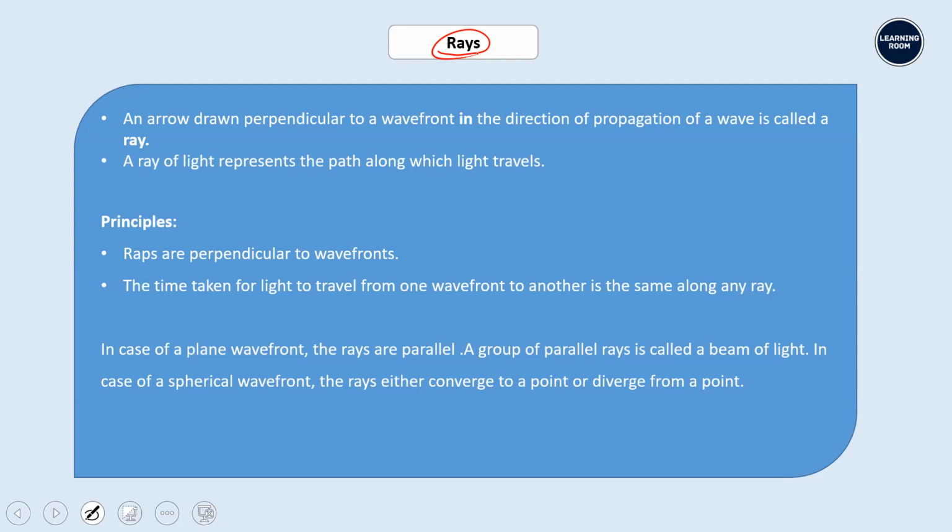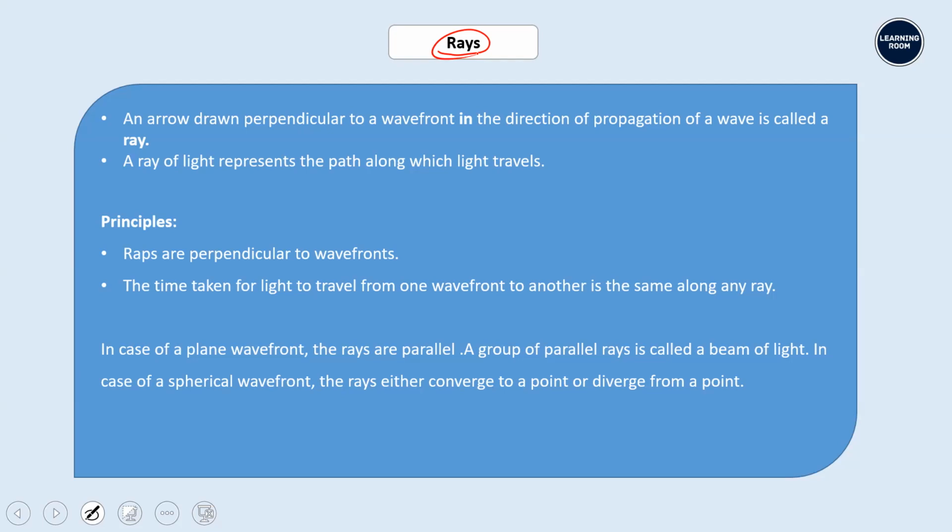So as the name suggests, if it is able to represent the direction of propagation of the wave, a ray of light also represents the path along which the light is traveling. It's an important point. Why do we draw rays? If somebody asks you, what is drawn to a wavefront to denote the direction of the light wave? What will you say? The answer is the ray. A ray of light represents the path along which light travels.